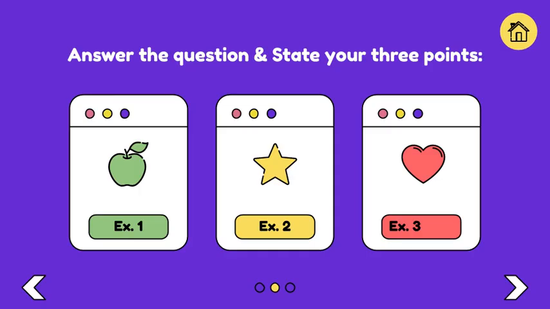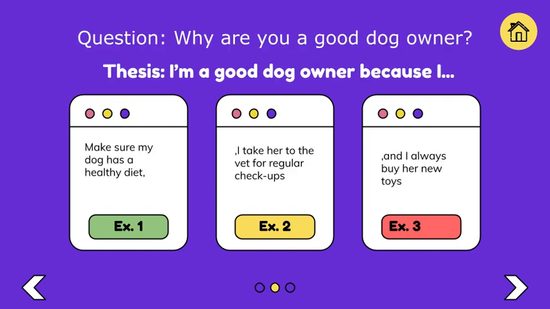A 3-point thesis statement is a 1-sentence statement that answers a question and then provides 3 examples for why what you're saying is true. So, for example, if I was answering an essay about why I'm a good dog owner, if that was the question, I would say, I'm a good dog owner because I make sure my dog has a healthy diet, I take her for vet checkups regularly, and I always buy her new toys. And that would be my full thesis statement.